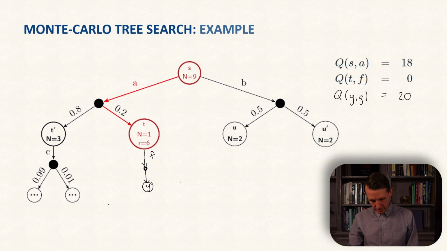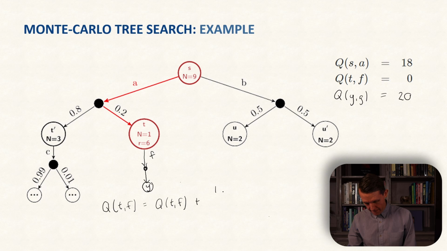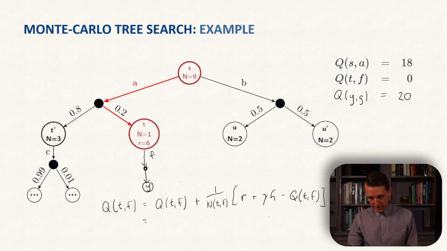In this state here, we need to backpropagate Q of T of F. To calculate that, we're going to use our Monte-Carlo reinforcement learning update rule. Therefore, the update's going to look something like this. Q of T F is equal to the old value of Q of T F, which we look up from our Q table over here. Okay, that's 0. That's easy, isn't it? Plus 1 over the number of times we visited this state, which is 2 now. It was 1 previously. This is the second time we visited it.